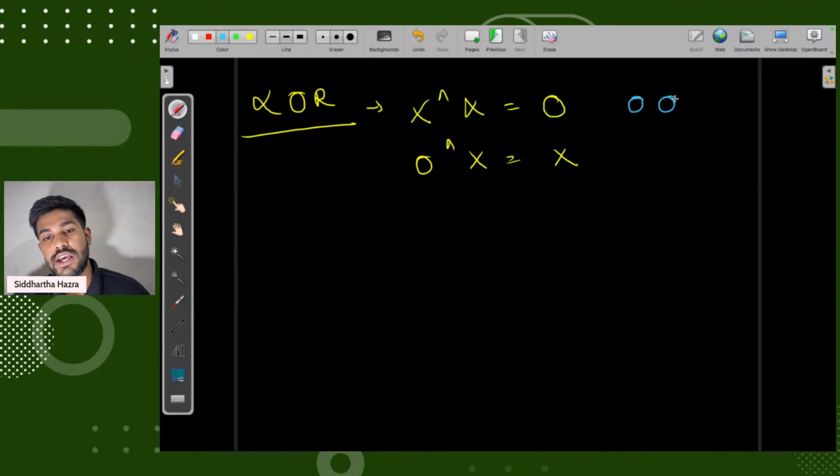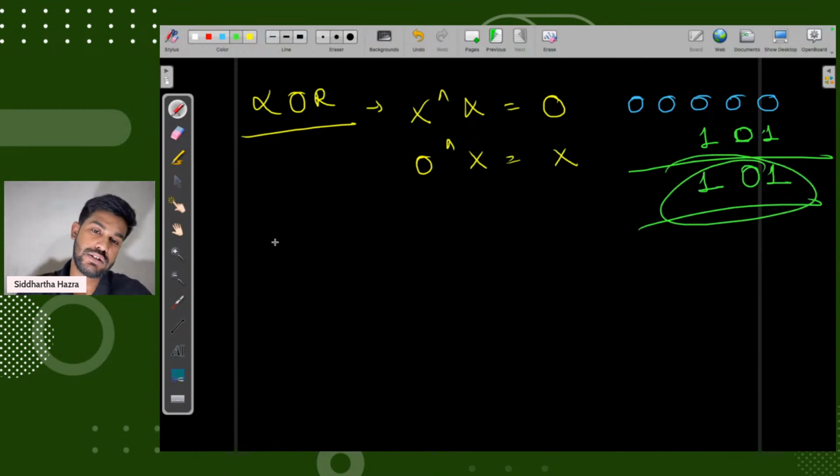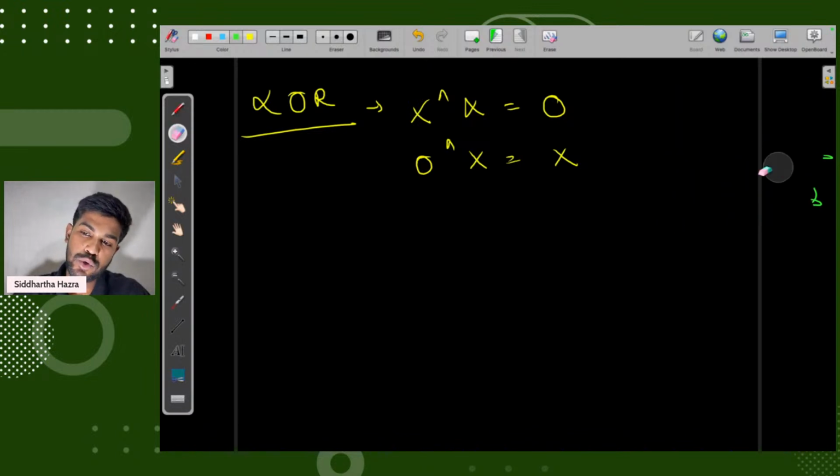See, suppose we have 0, 0, 0, 0, 0. Let's take again 5 only. 1, 0, 1. So the value here would be different 1, same 0, different 1. So that is why 1, 1, 1. So now if you see, both the properties are fulfilled and proved.